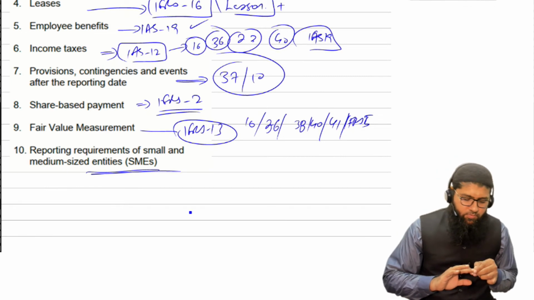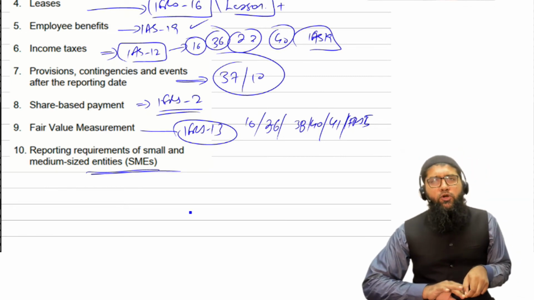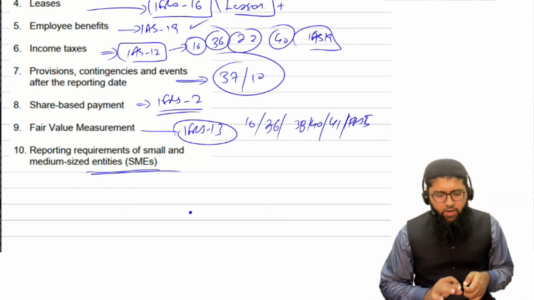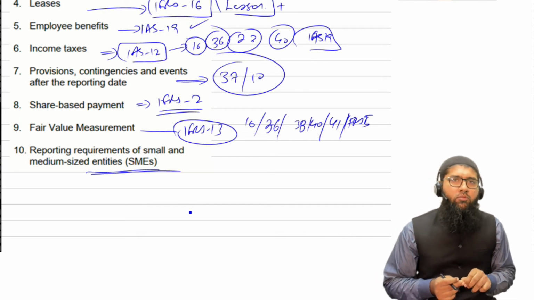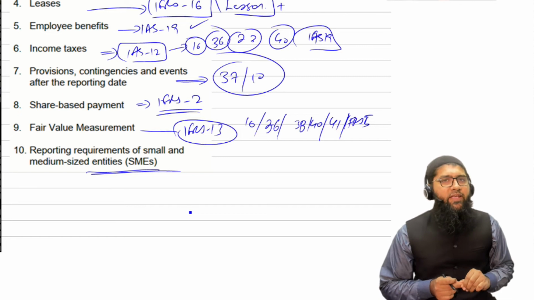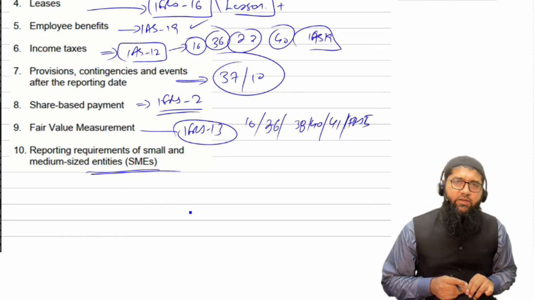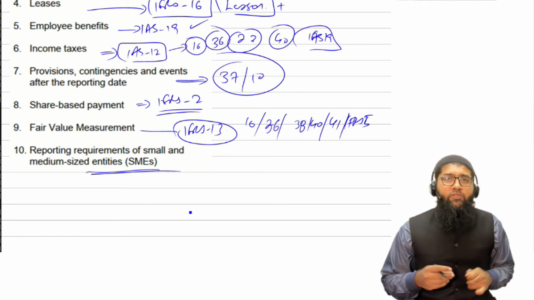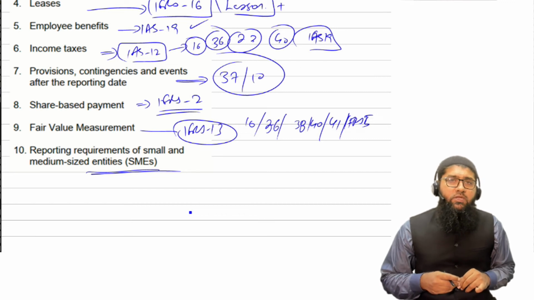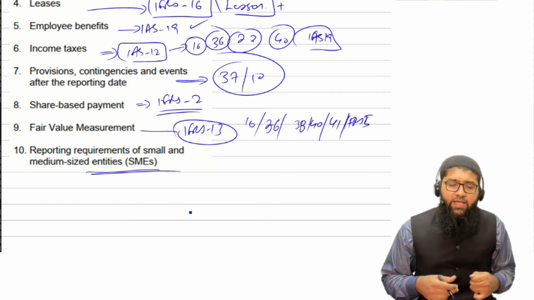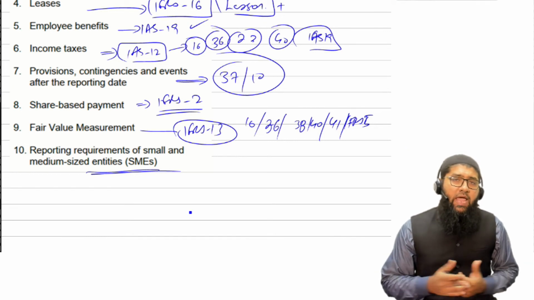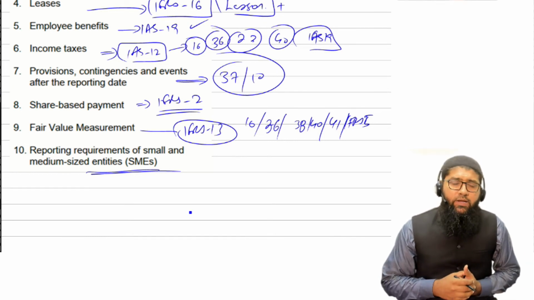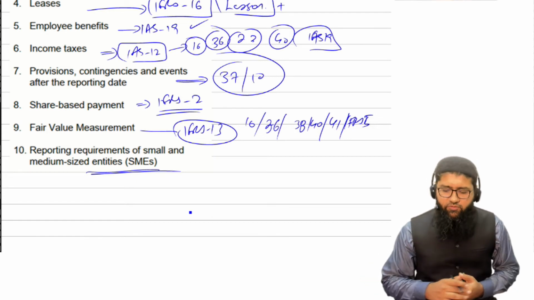Every company cannot afford to have a chartered accountant. Every company cannot afford to have an experienced ACCA on board. There are SMEs, the small and medium sized entities. Those small and medium sized entities have limitations. They cannot prepare IFRS compliant financials.